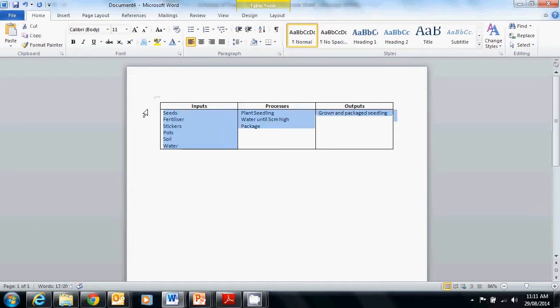If we go over this again, the inputs are all the things I need for my product. The processes are things that I need to do to make it work. So the key things, planting the seedlings, watering and packaging, they're the things I have to do, and this is what I get for the output. And it might mean that after here I talk about how I'm going to have all the inputs on hand and how I'm going to make sure the processes work well.